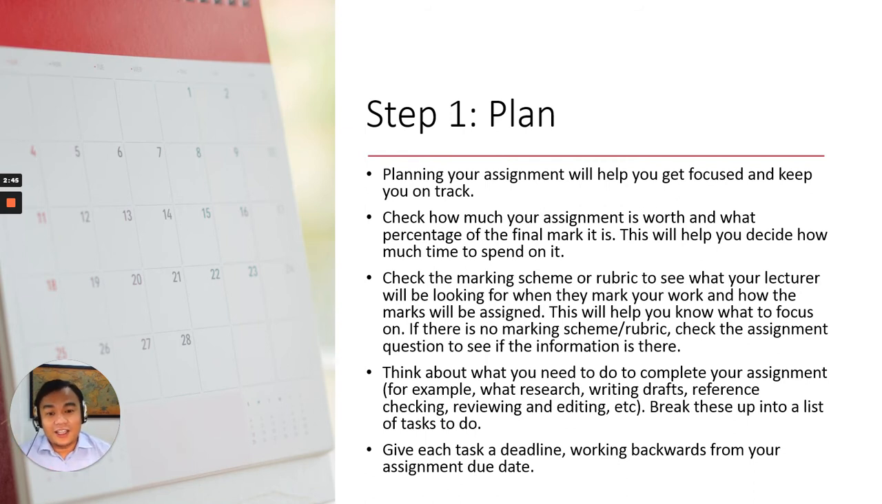Think about what you need to do to complete your assignment. For example, research, writing draft, reference checking, reviewing, and editing, etc. Break all the activities into a list of tasks to do. Give each task a deadline. You give it to yourself, working backwards from your assignment due date.